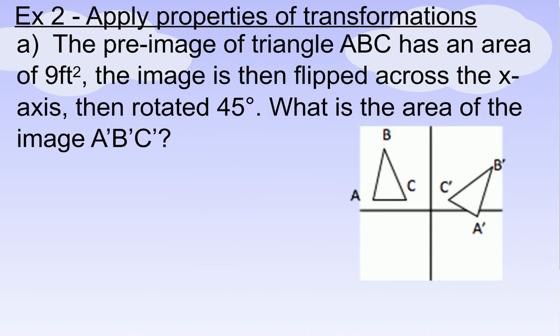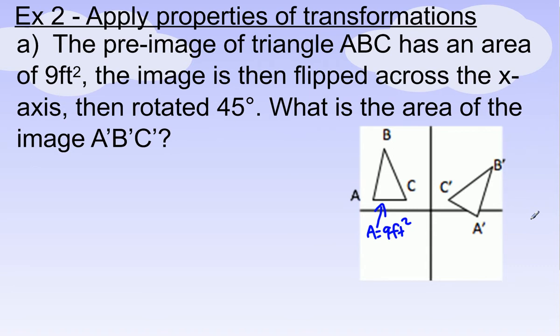So, example 2. Now we're going to be looking at some of the properties of these rigid transformations. Because we know that the angle measures are the same and the side lengths are the same, they're congruent, we can actually do a little bit of math with some of these geometric shapes because of that. So here it says, the pre-image of triangle ABC has an area of 9 feet. All right, that sounds important. So this guy has an area of 9 feet squared.